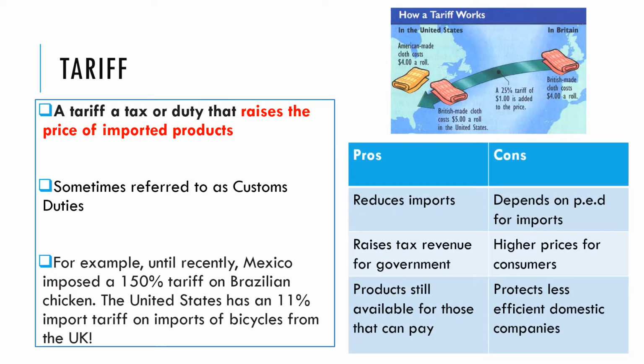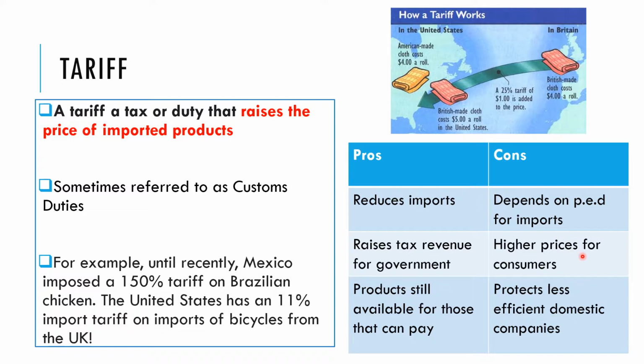What are the pros and cons of this approach? Well, the pros are they reduce imports. They also additionally raise tax revenue for the government, and they can do something positive with that tax revenue. The products can still be bought. You could still buy British-made cloth, but it will be available for those people that are prepared to pay the higher price. Any negatives? Well, its effectiveness depends on the price elasticity of demand for imports. If consumers considered British-made cloth to be particularly high quality or a strong brand, then actually the increase in price might not lead to much of a reduction in demand.